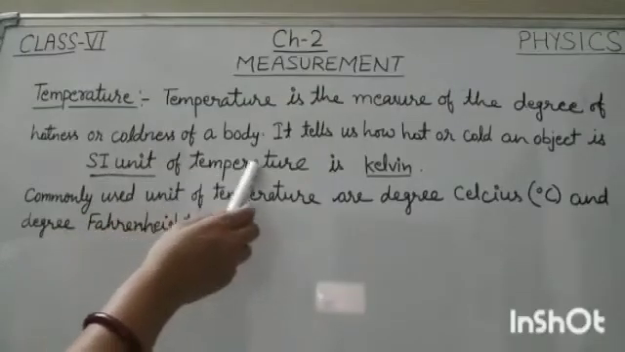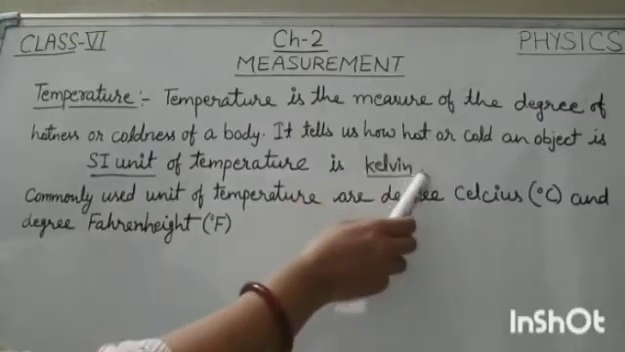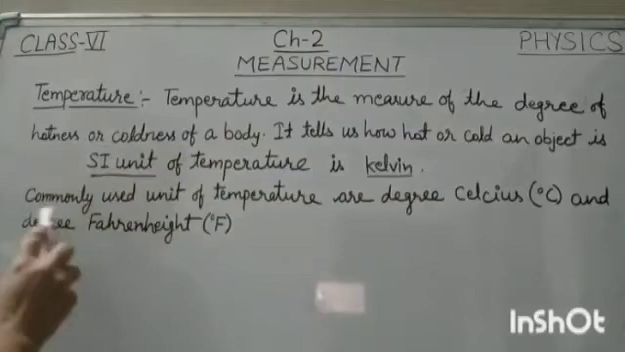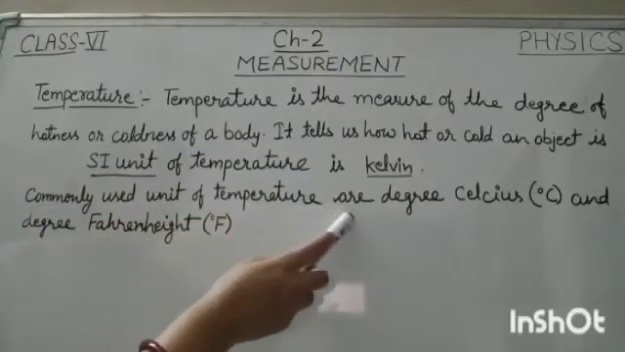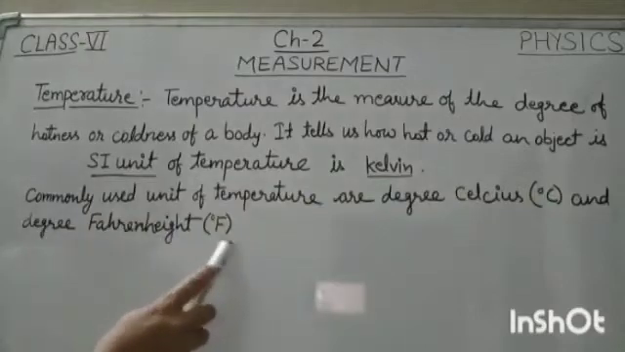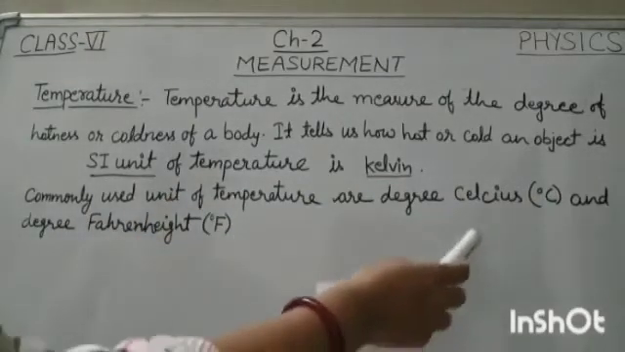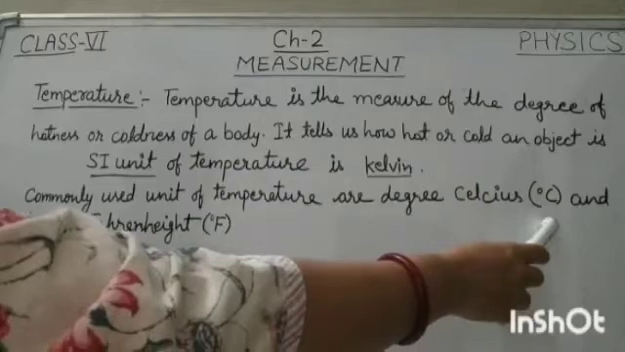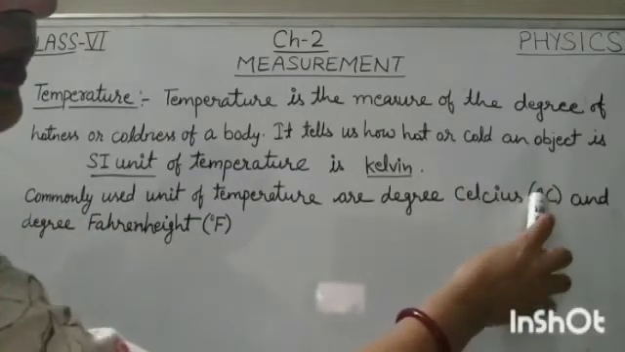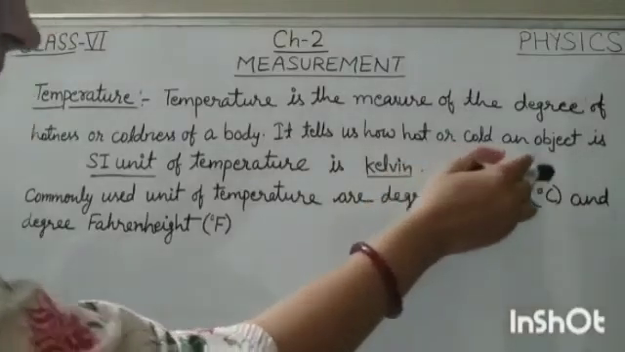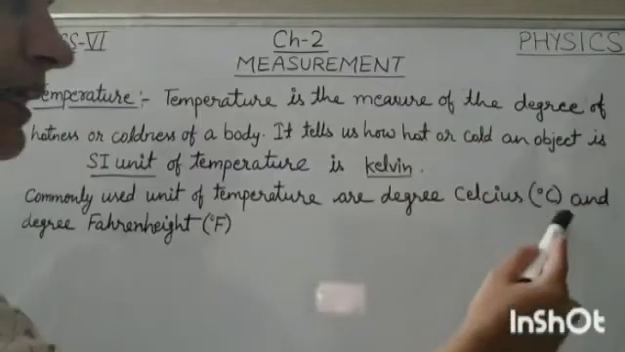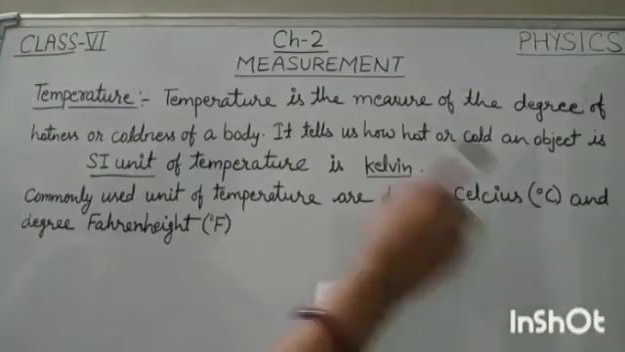The SI unit of temperature is Kelvin. Though the SI unit of temperature is Kelvin, commonly used units of temperature are degree Celsius and degree Fahrenheit. In the unit degree Celsius, the small circle at the top denotes degree, and this C denotes Celsius.